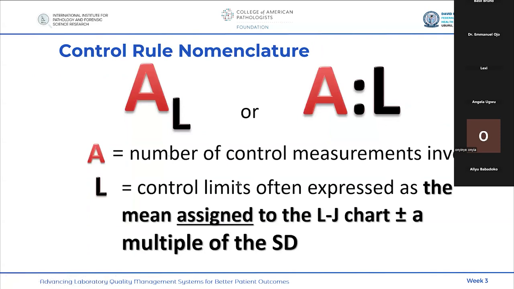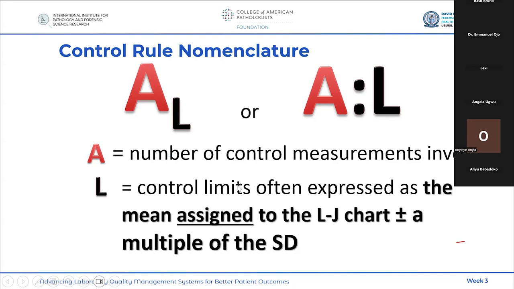So the rules actually have a particular nomenclature. It's either you have it in the form of superscript or subscript, or you have it like A ratio L. So A here represents the number of control measurements involved, and L, control limits, often expressed as the mean assigned to the LJ chart.